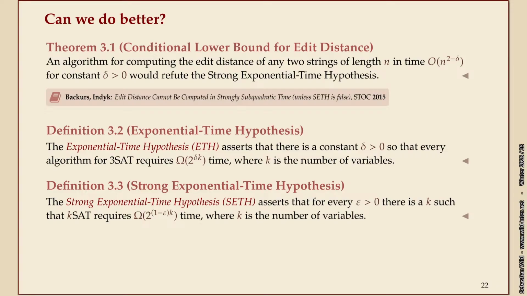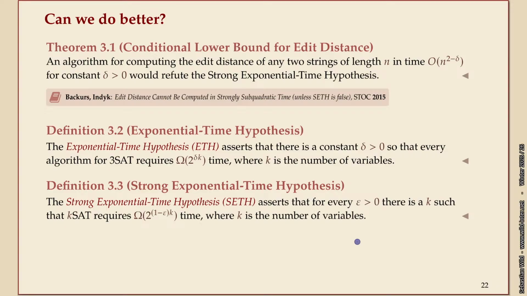In this case, the result you can prove is that any edit distance algorithm for two strings of length n that would take n to the 2 minus delta time, where delta has to be a constant, so our logarithmic speedup does not qualify for this, would refute the strong exponential time hypothesis, which is listed down below. I'll briefly comment on it. But for this module, you can pretend it's a somewhat widely believed complexity theoretic assumption.